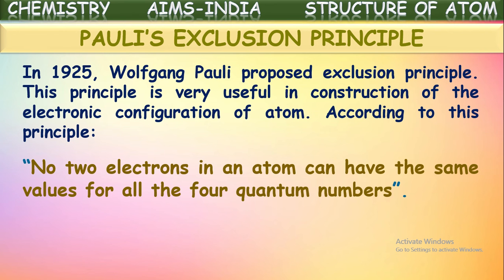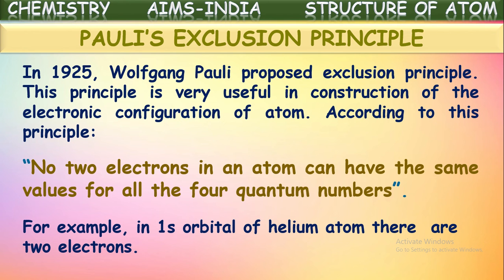Let us see this with an example. For example, the 1s orbital of the helium atom has two electrons, isn't it? Yes, helium has atomic number 2 and its configuration is 1s2. That means the 1s orbital of helium has two electrons.